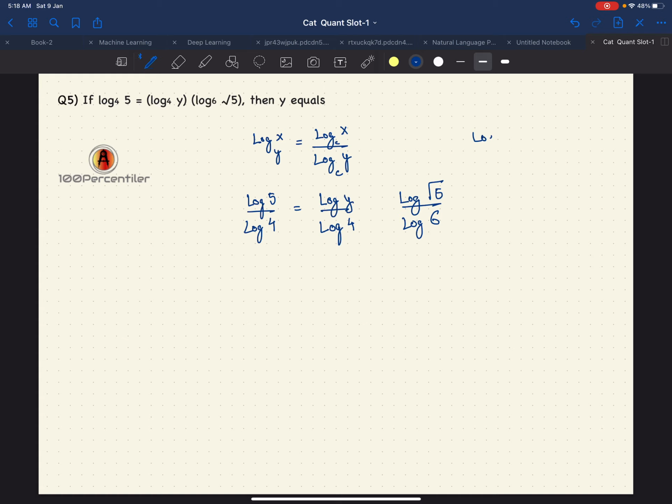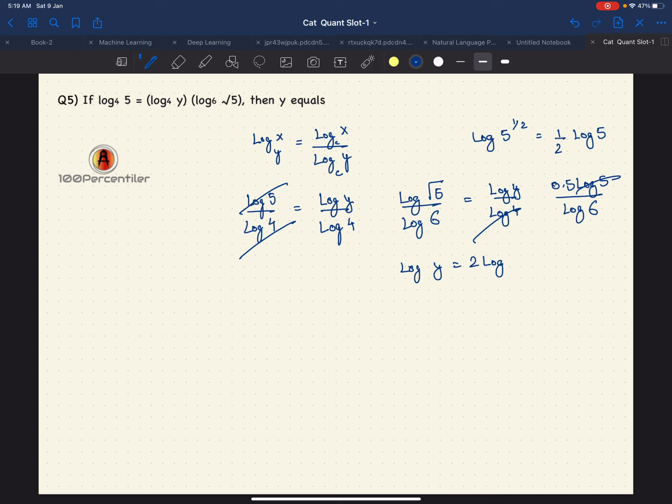Now log of root 5 is log 5 raised to power 1 upon 2, which can be written as 1 upon 2 log 5. So this is nothing but log y upon log 4 multiplied by 0.5 of log 5 upon log 6. We cancel out log 4 with log 4 and log 5 with log 5. So we are left with log y is equal to 2 log 6, which means y is 6 squared equal to 36.